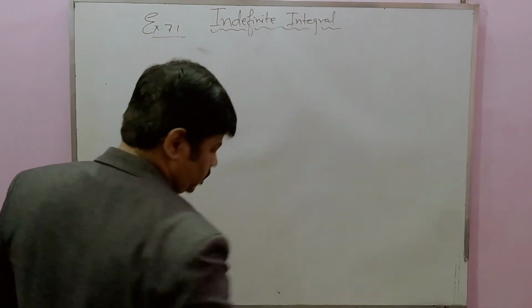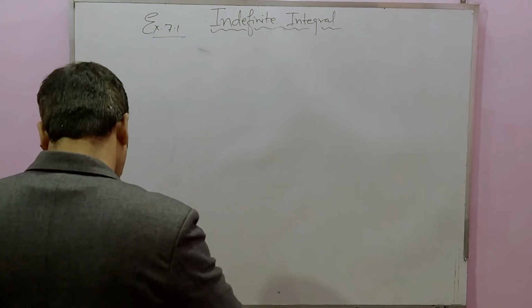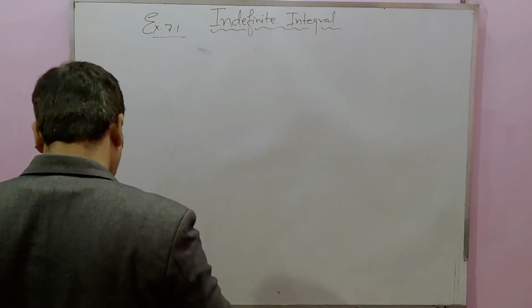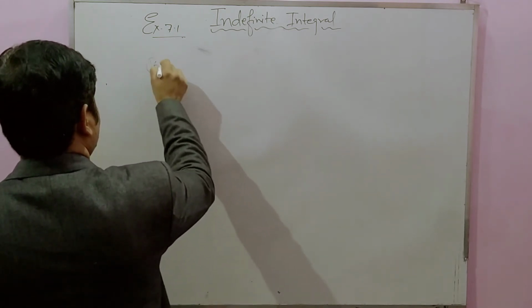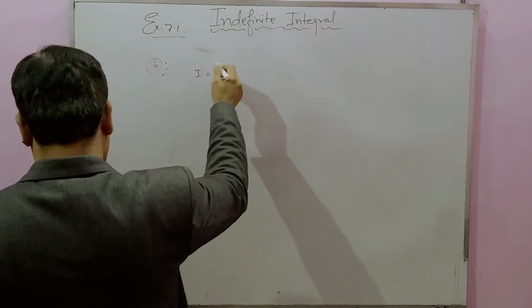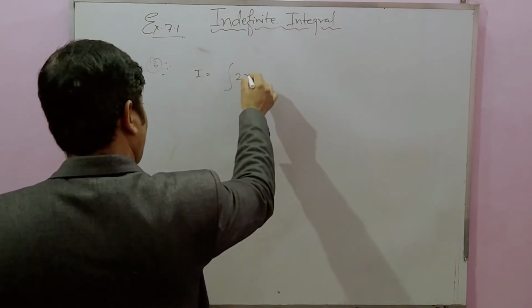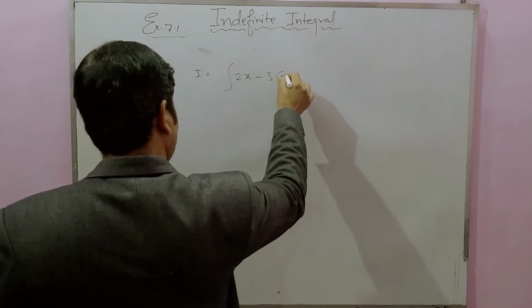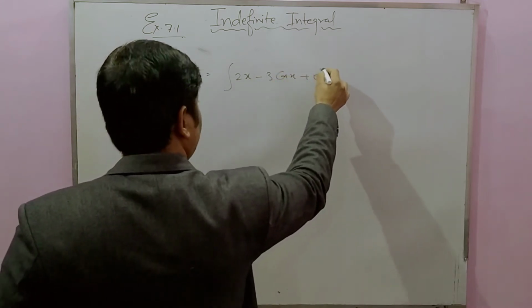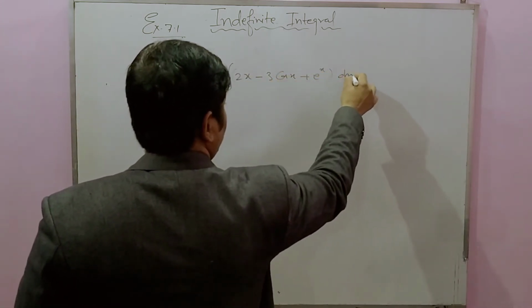Now the next question is question number 16. I equal to integration of 2x minus 3 cos x plus e to power x dx.